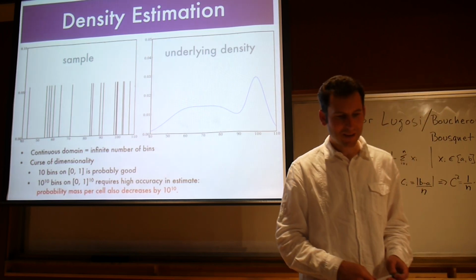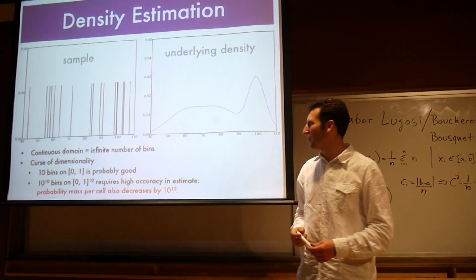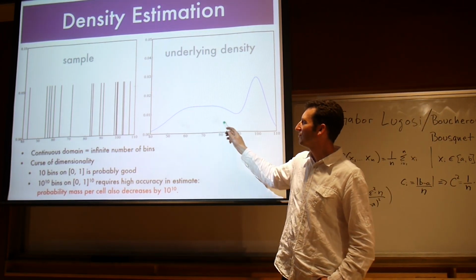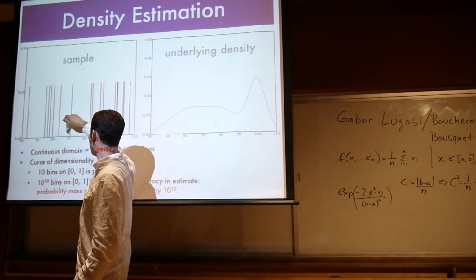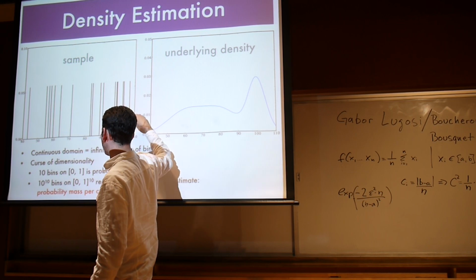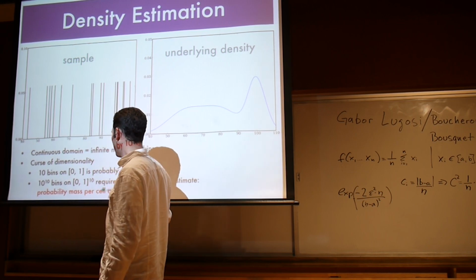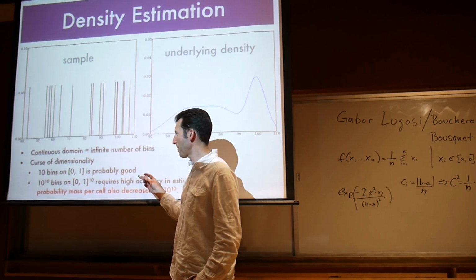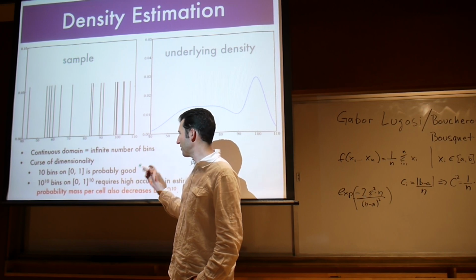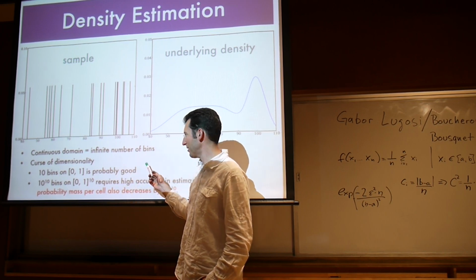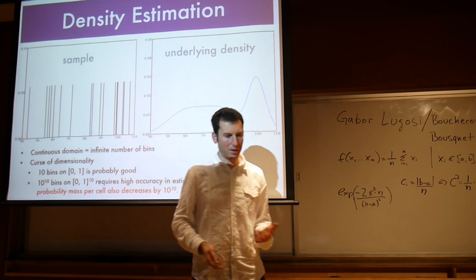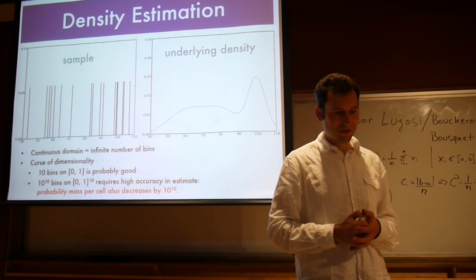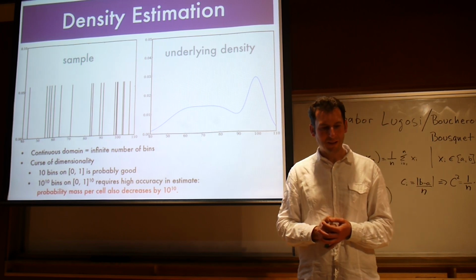Well, here's an example. Let's just sample from some underlying density. And I could just put the discrete distribution there. And that's, of course, horribly bad, right? And you can immediately see what's going wrong. Let's just take 10 bins, maybe in the interval between 0 and 1. And then I have maybe 10 dimensions. Then I get 10 to the 10.